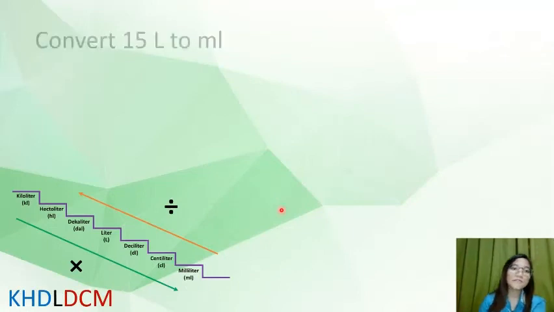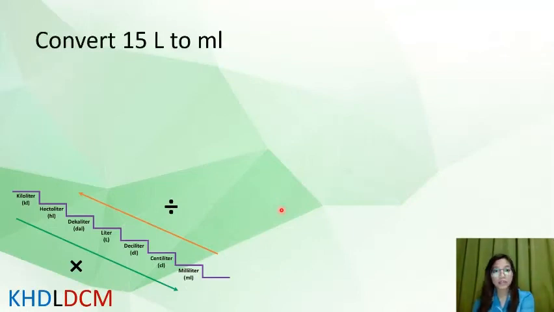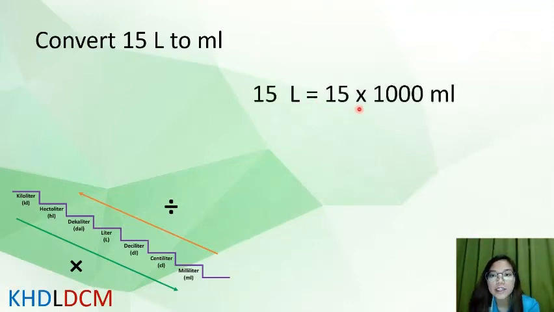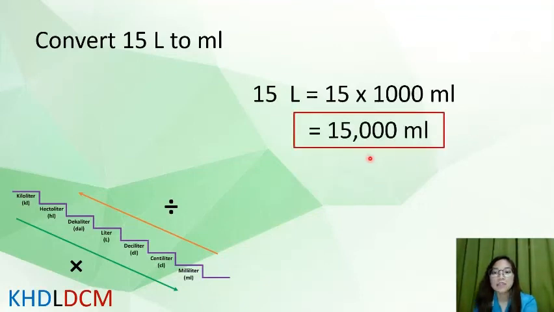So let's try to convert 15 liters to milliliters. So milliliter is what? Bigger or smaller? It is smaller than a liter. So that means we're going to multiply since it's going down. So we know that in 1 liter we have 1000 milliliters. So that means 15 liters is equal to 15 times 1000 milliliters. That will give us an answer of 15,000 milliliters.